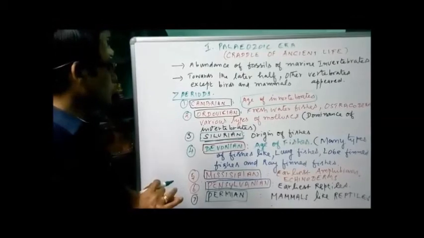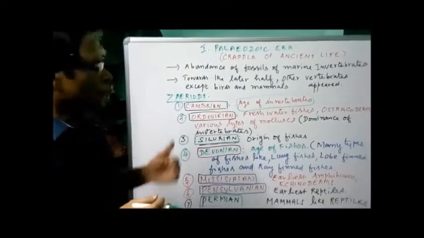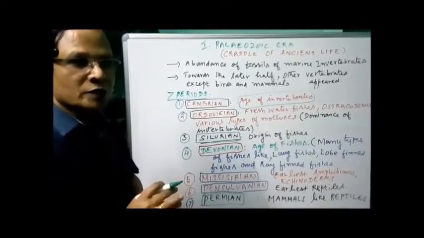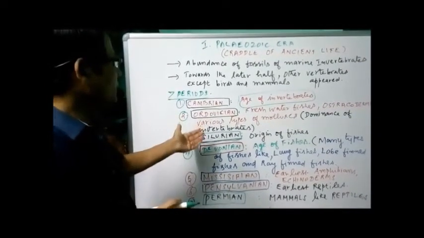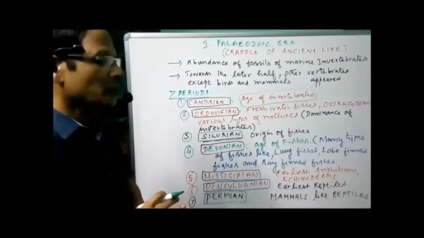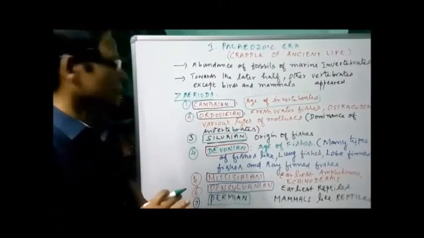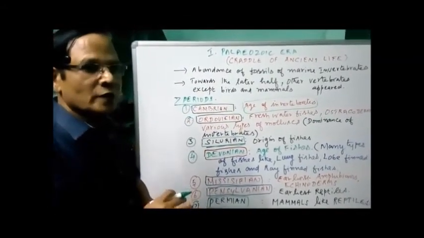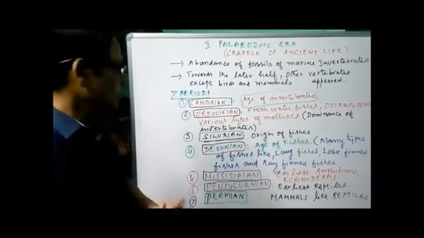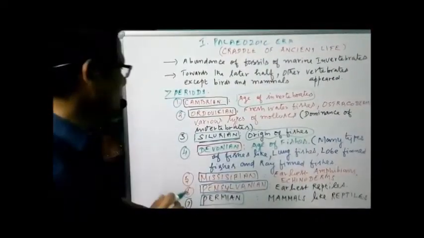During that period, more invertebrates were present along with the freshwater fishes, ostracoderms. Ostracoderms means fishes with bony plates, and various types of mollusks were present during the Ordovician period. So it is marked by the dominance of invertebrates. Then Silurian. Various types of fishes, particularly the marine fishes, made their appearance. So the origin of fishes, this is one of the questions, appeared during the Silurian period.